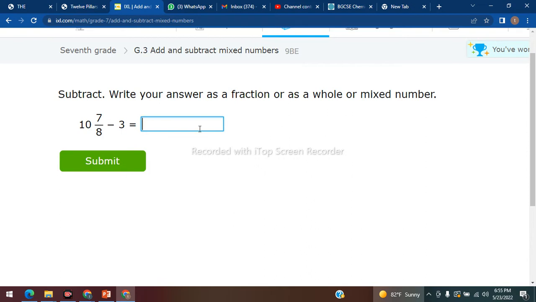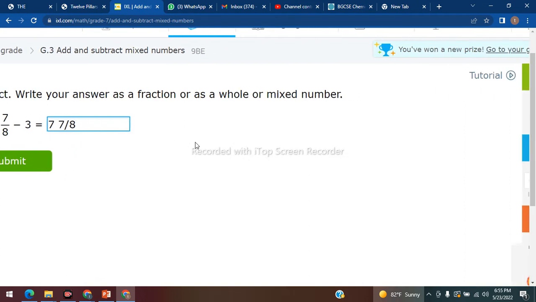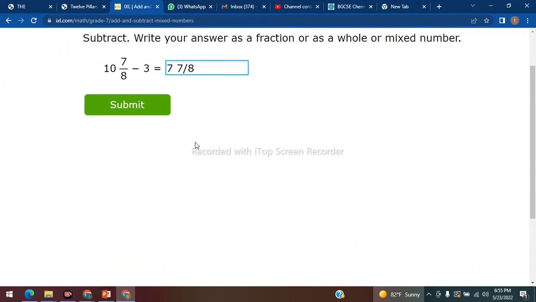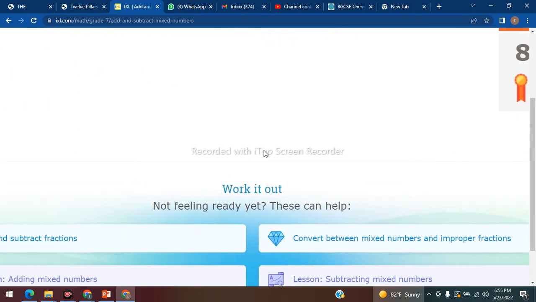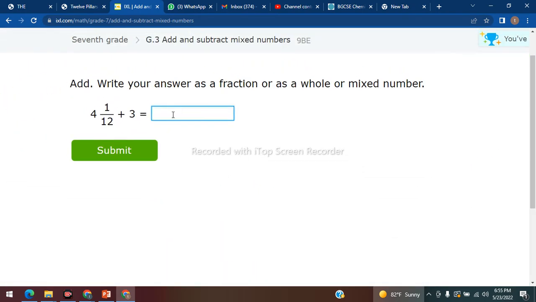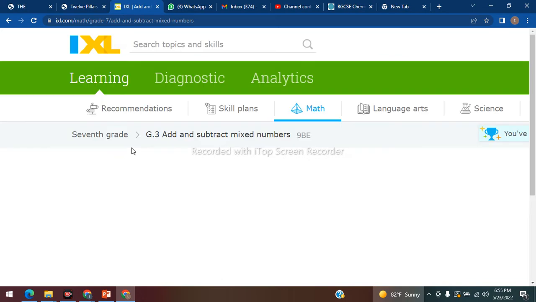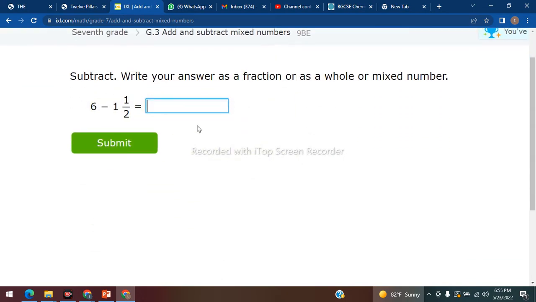Good. Yes, that's a perfect way to do it. Okay, so let's do this one. I guess the same thing applies, right? 10 and 7. 7 and 7 over 8. Do you agree? Yes, ma'am. Yes, sir. All right, good. Finally got the original spot. Okay, good. So it's going to be what? 7 and 1. Good. All right. Not bad.